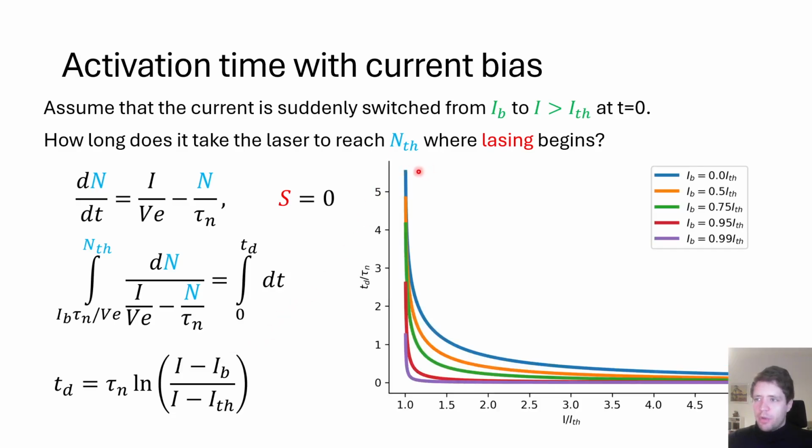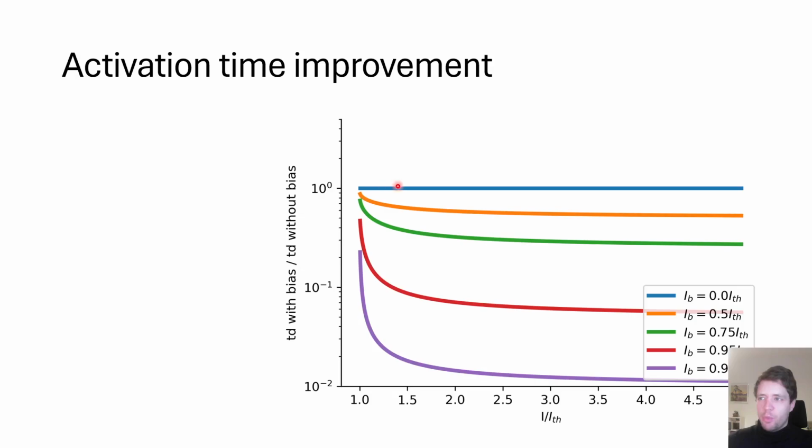So graphing all this out for various values of this bias current, we see that we can actually make the delay a lot smaller when we choose a bias current close to the threshold. In fact, if we divide through by the baseline case of having 0 bias, we can see that we get an improvement of a factor of 100 if we choose a bias current like 99% of the threshold current.